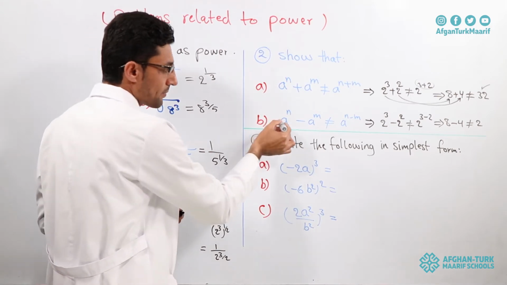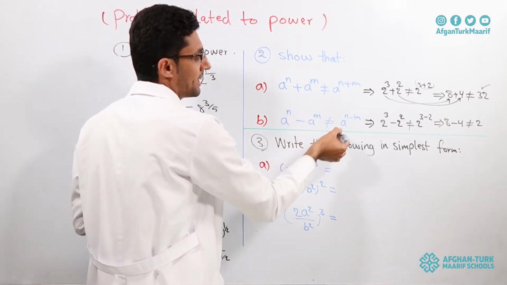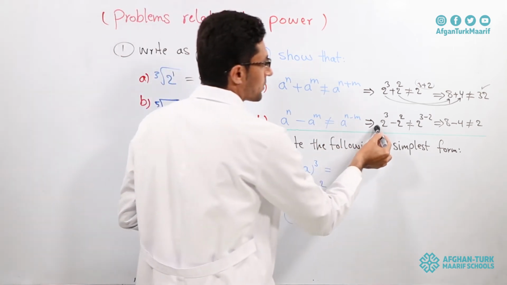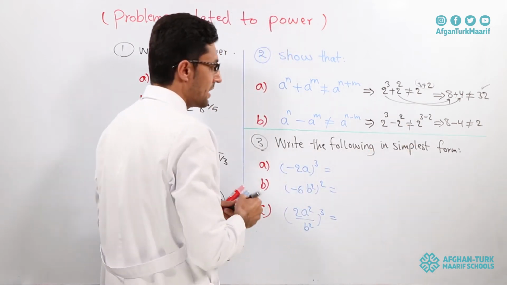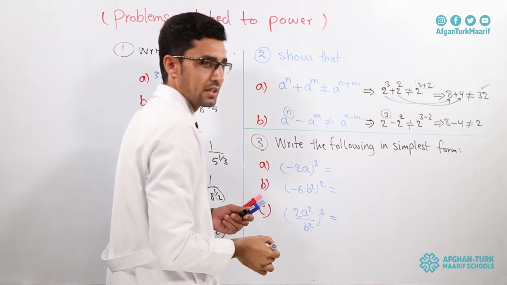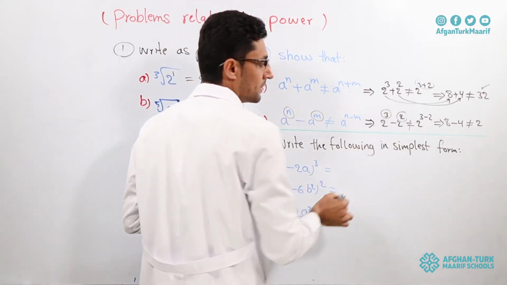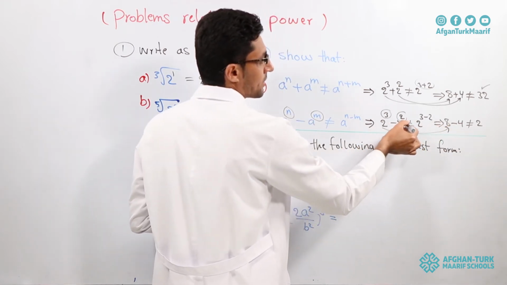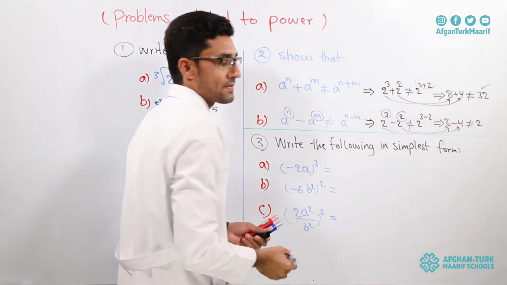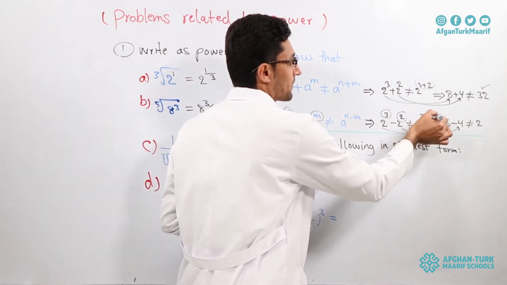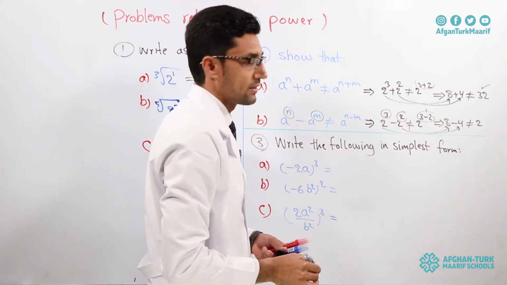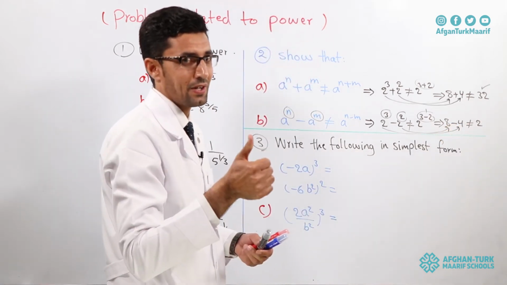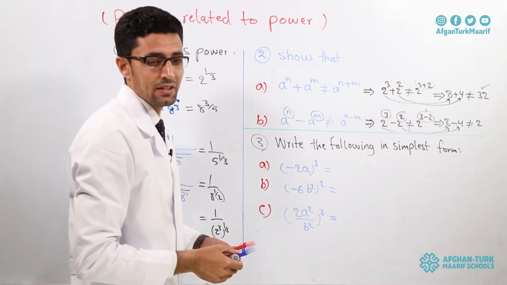Okay, and now the next property. A to the power of n minus a to the power of m is not equal to a to the power of n minus m. Example: 2 to the power of 3 minus 2 to the power of 2. Here, what is n? 3. How much is m? 2. Okay? 2 to the power of 3 is 8, and 2 to the power of 2 is 4. 8 minus 4 is 4. And 2 to the power of 3 minus 2 is 2 to the power of 1, which is 2. Okay, is 4 equal to 2? No, you're right.